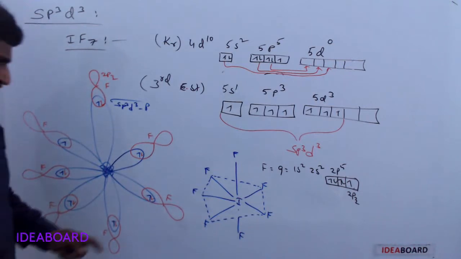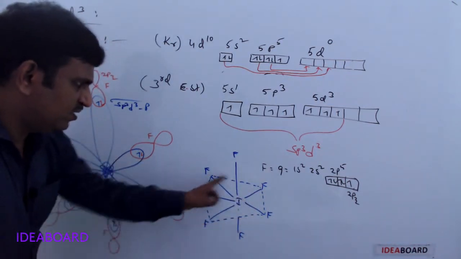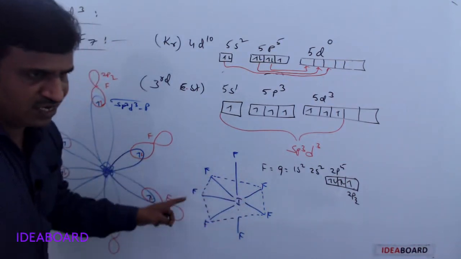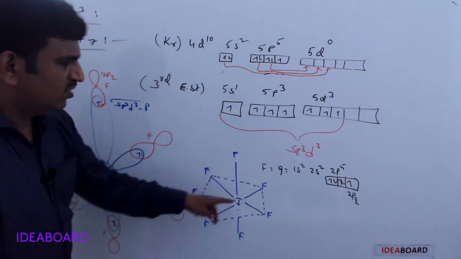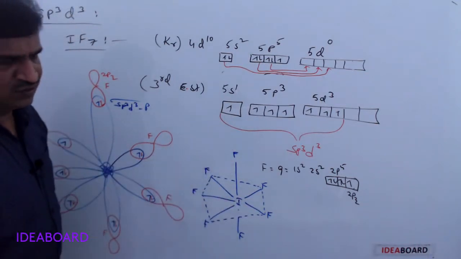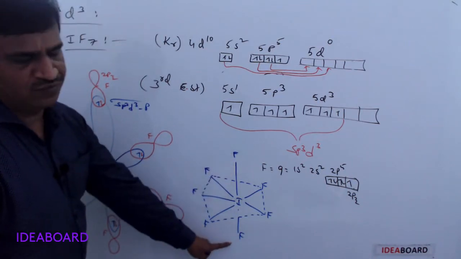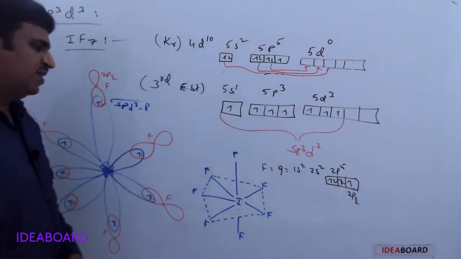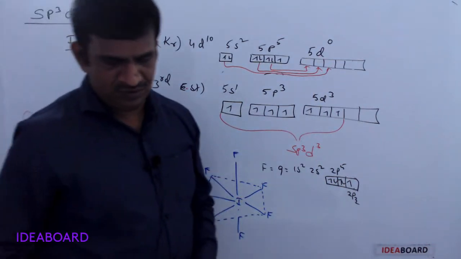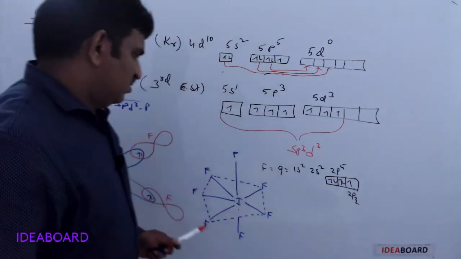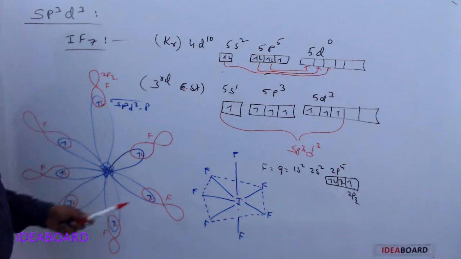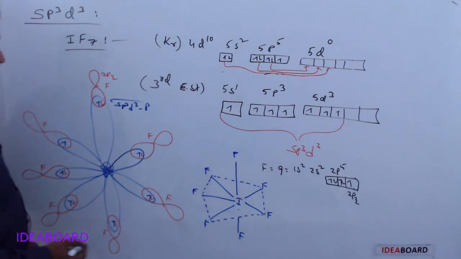So it is a pentagon. This is a pentagon of 5 atoms, pentagonal bipyramidal. Above the fluorine, one pyramid we can make, and below the fluorine, another pyramid. So pentagonal bipyramidal. So this is a pentagonal bipyramidal structure for sp3d2 hybridization.